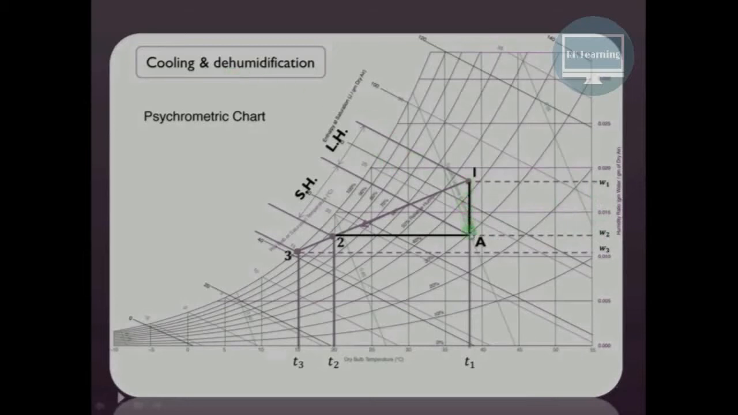And as the dry bulb temperature remains constant and there is a change in the specific humidity or moisture content, this part of the process is known as the latent heat process. So the given 1 to 2 process can be split into two parts. 1 to A, that is nothing but the dehumidification process, and from A to 2, that is nothing but the cooling process. So therefore the total process is the cooling and dehumidification process.